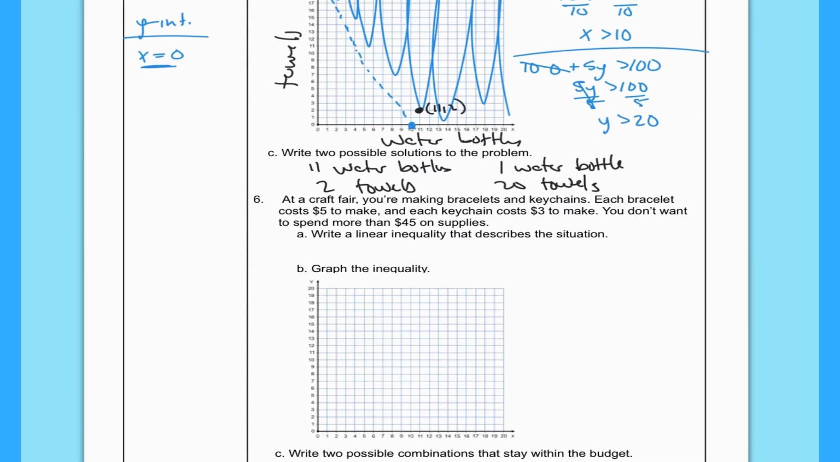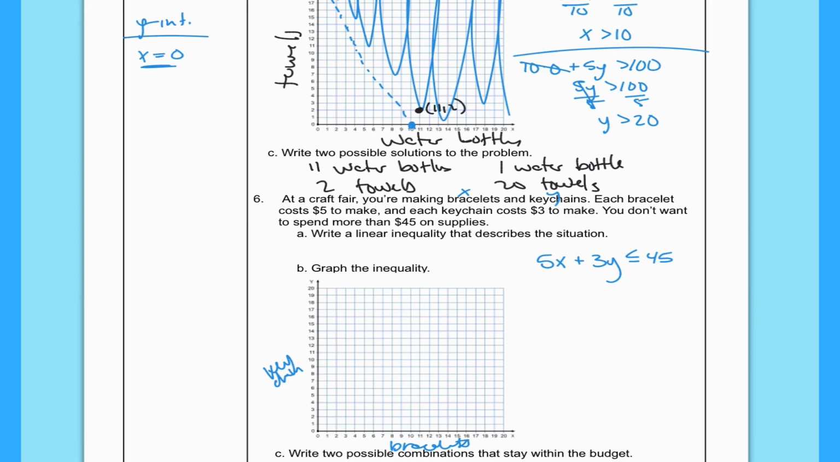Our last one. At a craft fair, we're making bracelets and keychains. Let's use X for bracelets and Y for keychains. So each bracelet is $5 to make, plus $3 for each keychain to make. And we do not want to spend more than $45. So we could spend equal to $45, or we can spend less than $45. We don't want to spend any more than that.